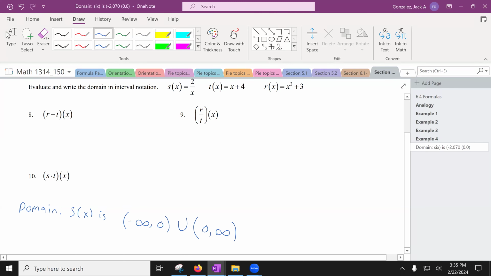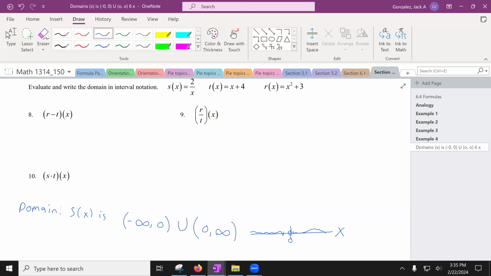So parentheses, I don't include that spot. Visually, that would be, right, you have a hole at 0. Everything over here is fine, everything over here is fine to input. So you would create an interval for this part, an interval for that part, and use the union symbol to combine them together.